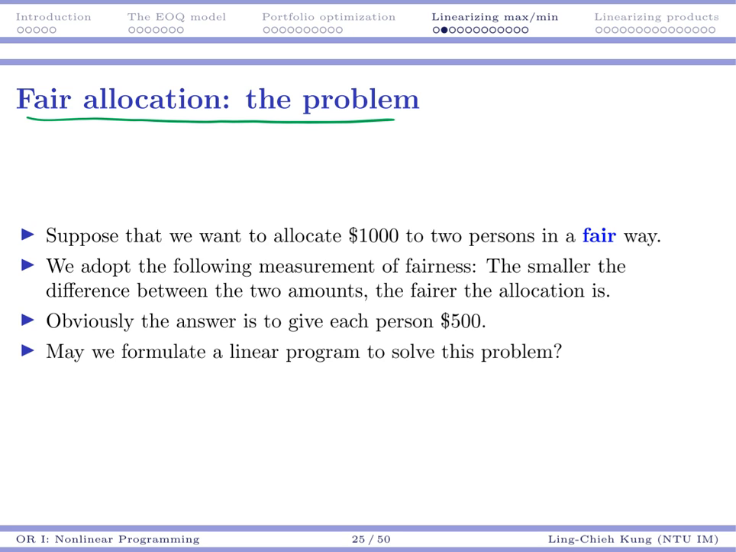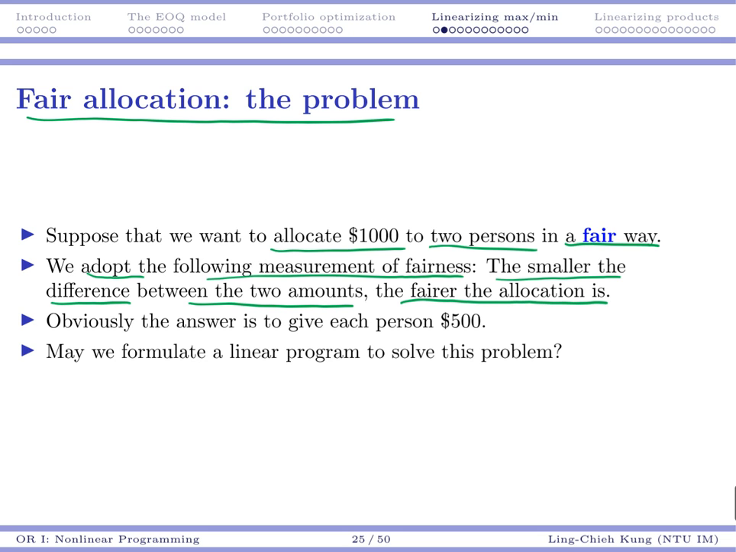So basically what we want to do is that we want to allocate $1,000 to two persons in a fair way. So we adopt the following measurement of fairness. The fairness is defined in this way. The smaller the difference between the two amounts, the fairer the allocation is. Okay? So obviously the answer is to give each person 500. But we want to ask, how may we formulate a linear program to make this happen?